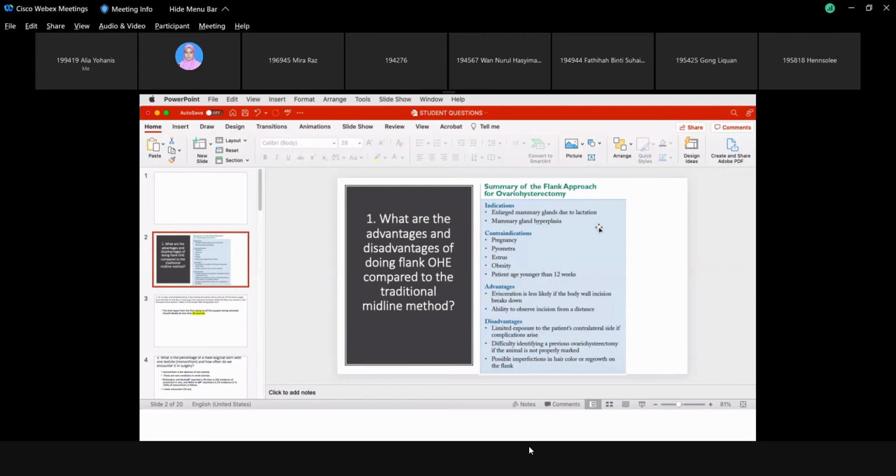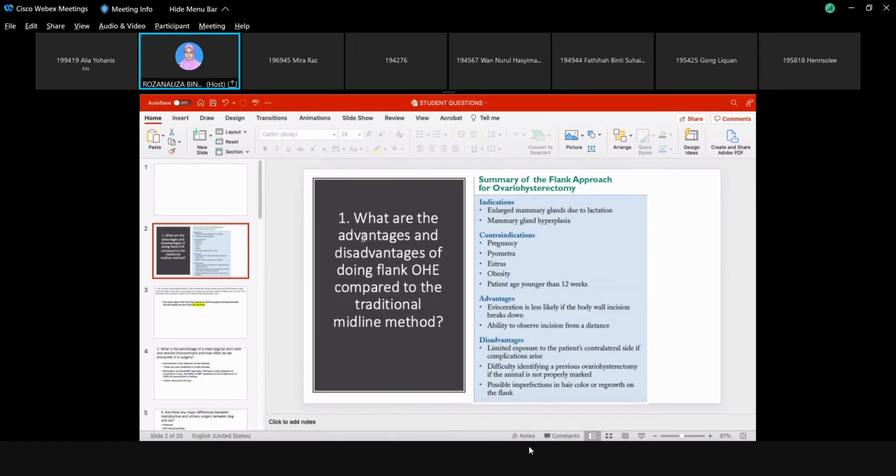Okay, so can you see my slide, students? Yes, doctor. Okay, so the first question is, what are the advantages and disadvantages of doing flank OHE compared to the traditional midline methods? It is listed in these papers. I think I uploaded them into the folder, so you must read them. If you don't have them, I can re-upload.